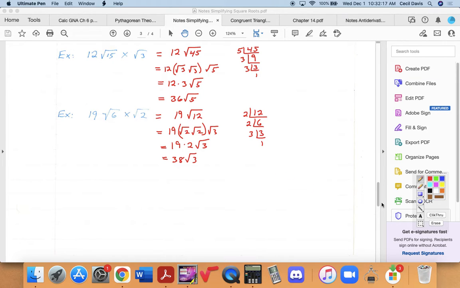So this is a skill that you're going to then use starting on Friday's lesson. So you have to have this skill. We're going to do one more on here. I'm going to have you do one on your own. So I want you to do 16 square roots of 14 times the square root of 2. Everyone do that one on your own, please.